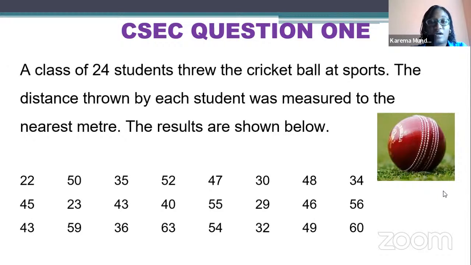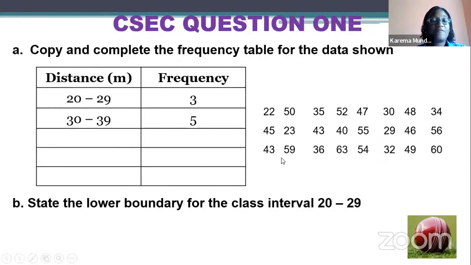All right, so our first question comes from the May 2010 question paper, and it says that a class of 24 students threw the cricket ball at sports. The distance thrown by each student was measured to the nearest meter, and the results are shown below. Just as we spoke about this morning, our very first question is giving us some raw data, and let's see what we are being asked to do with it. The first thing, we're asked to copy and complete the frequency table for the data shown.